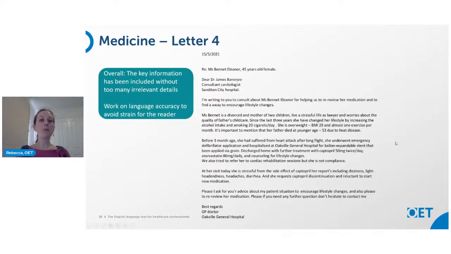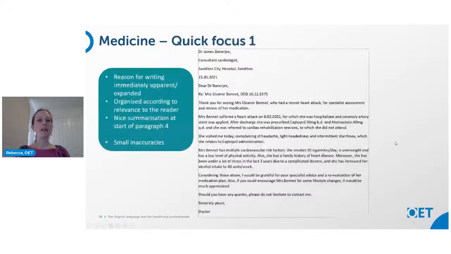So this letter from Mihaela is another strong letter. Some highlights of the letter are the organization, which has considered which details the reader would find most important. And there are some nice examples of summarization, such as at the beginning of paragraph 4, to succinctly cover the patient's lifestyle and the way the reason for writing was made immediately apparent and then expanded at the end of the letter. A few little but significant details would have improved it further still, such as removing recent before the heart attack, because as we discussed earlier in the session, the heart attack was actually 3 months ago. But overall, this letter is also a test-ready standard.